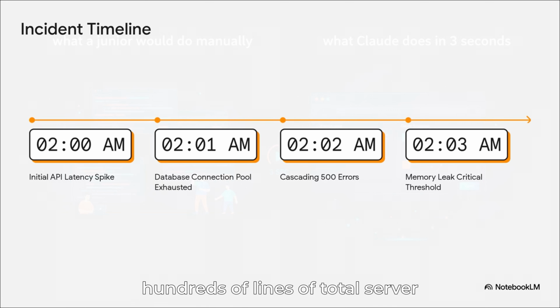It takes hundreds of lines of total server chaos and structures it into a super clean incident timeline. It literally maps out the exact sequence, from the initial API latency spike at 2 a.m., right through to the database connection pool exhausting, the cascading 500 errors, and finally that memory leak threshold hitting critical. It looks at the evidence and separates the actual root cause from all the noise.